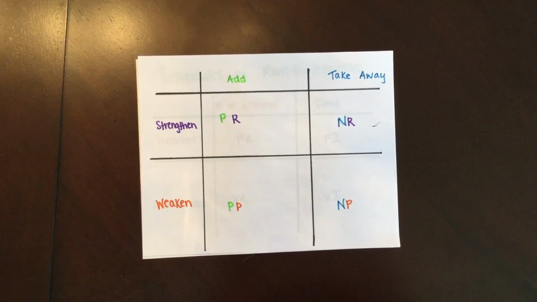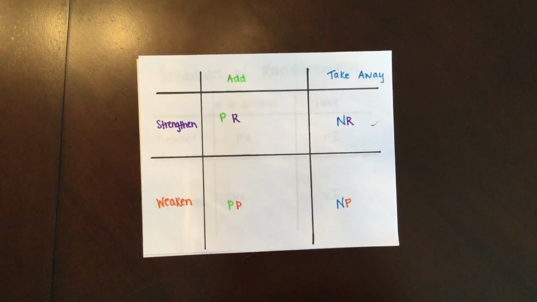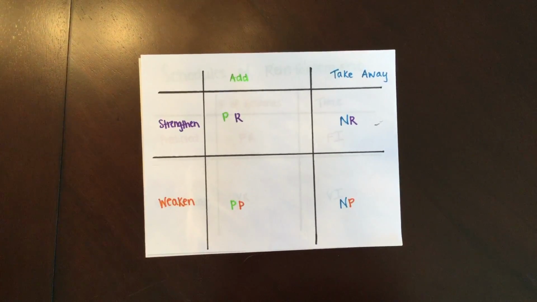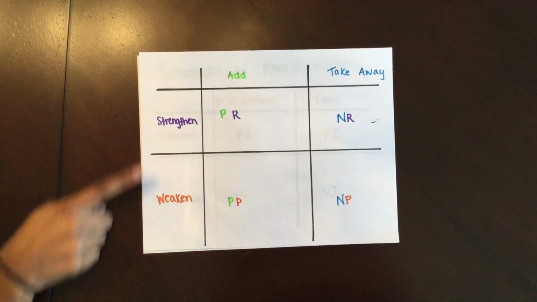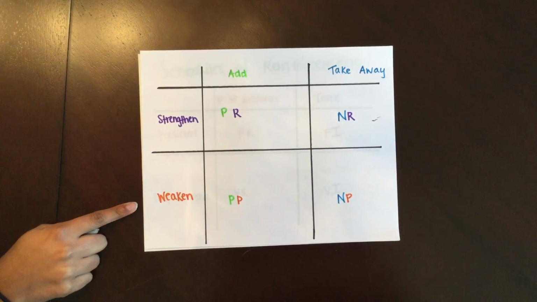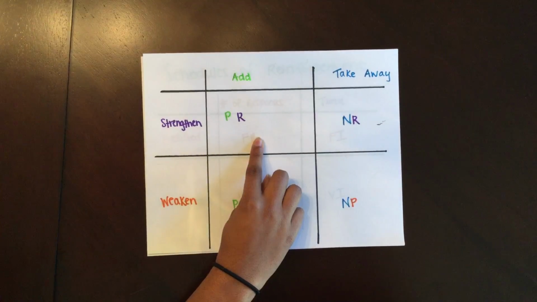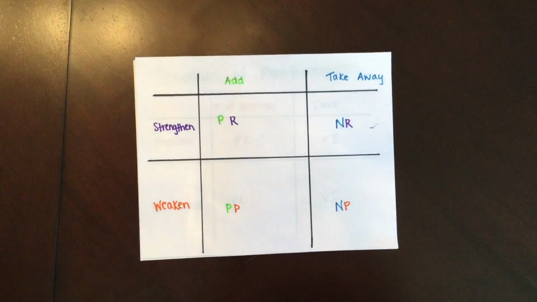Here's a chart which explains positive reinforcement, positive punishment, negative reinforcement, and negative punishment well. First, check if you're strengthening or weakening a behavior. Next, check if you're adding a stimuli or taking away a stimuli.